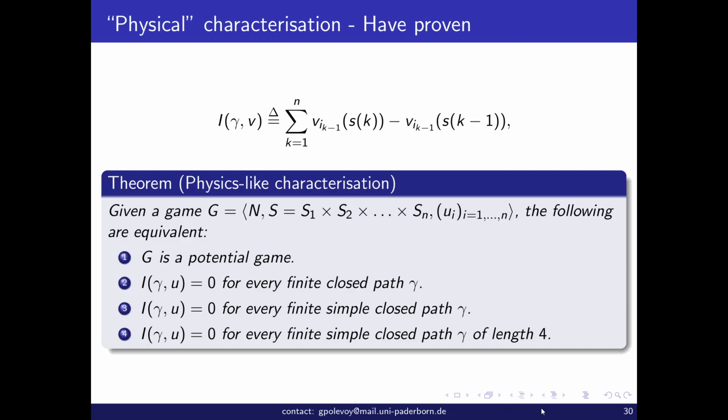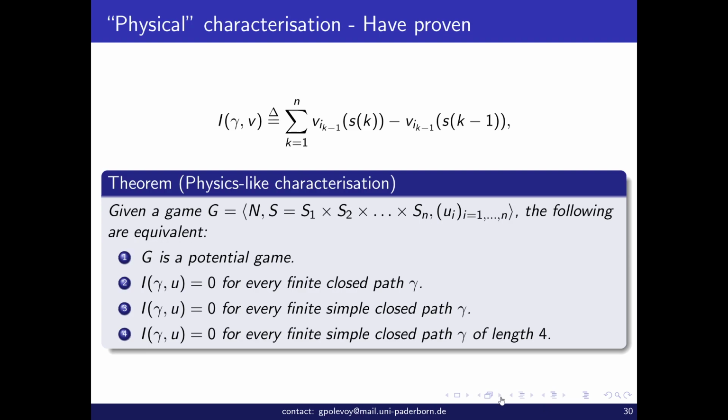So I remind you that the theorem is that this statement is equivalent: G is a potential game, or I of any finite closed path gamma and with u is 0, or for any finite simple closed path gamma, I of gamma, u is 0, or for every finite simple closed path gamma of length 4, I of gamma and u is 0. So being a potential is equivalent to each one of those statements, and that's of course very resembling of the physical characterization.